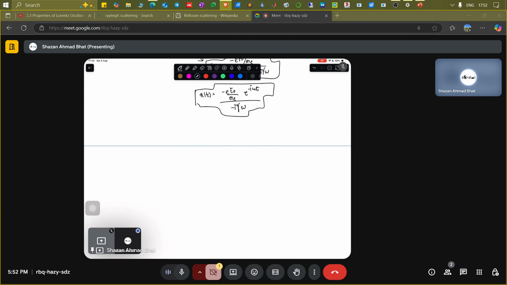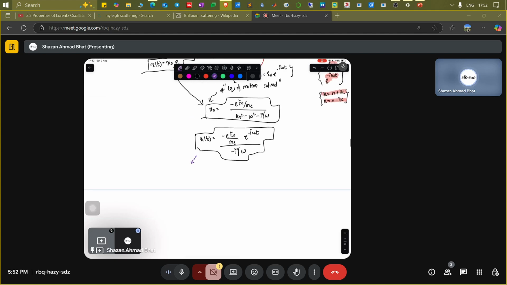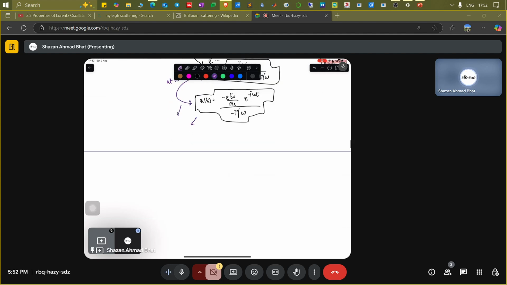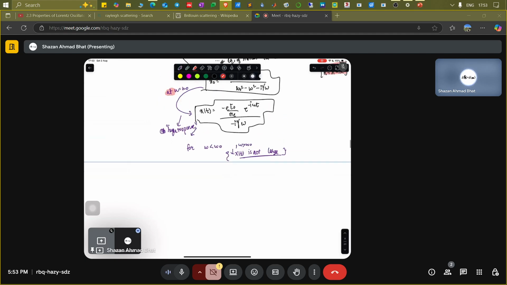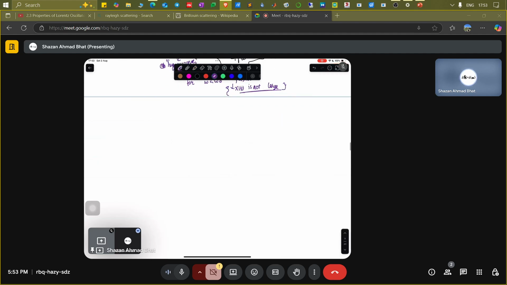So what happens is that you notice that at omega equal to omega naught, there is a huge response. This thing basically blows up. And for omega less than omega naught and omega greater than omega naught, the x of t is not large. It is huge only at this particular frequency, when omega is equivalent to the natural or resonant frequency of the system.